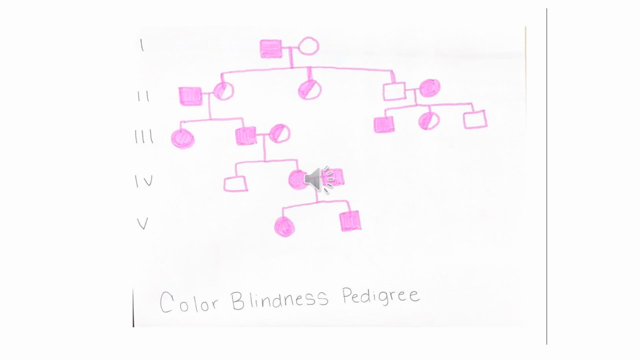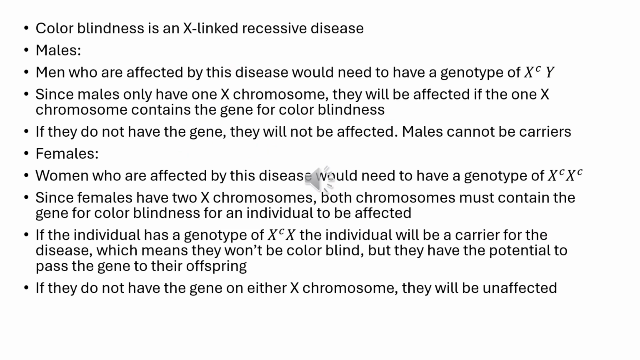I decided to do color blindness as my Mendelian disease, and it follows an X-linked recessive pattern of inheritance. Here on the first slide, I have set up the pedigree for this disease. The genotypes for men and women who have this disease are different due to this being an X-linked recessive disease.